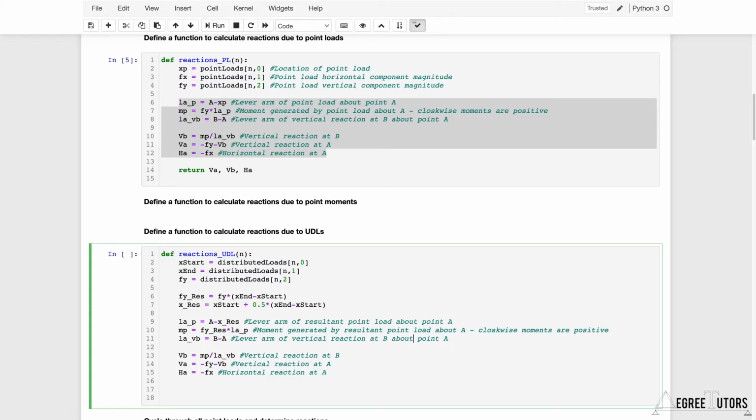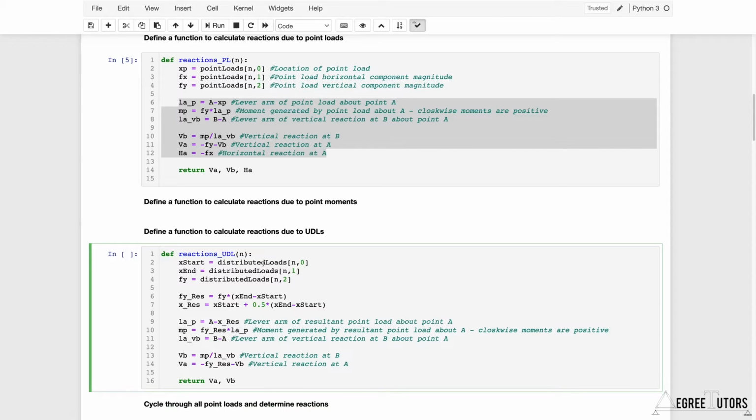That's okay. And then LA VB, the lever arm of VB, is it going to be the exact same as usual? Okay, so VB is then going to be, okay, that's fine. VA then is going to be Fy underscore res minus VB, and of course there is no horizontal reaction coming from a vertical uniformly distributed load, and then we just have to return out, as usual, the values. So we'll return VA and VB. Brilliant, so that's our function defined.